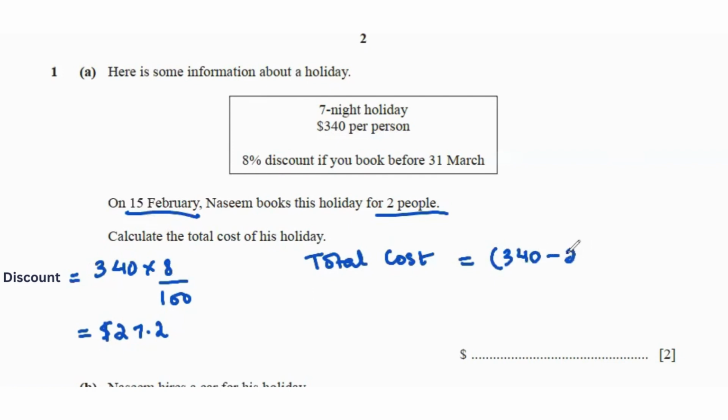Why times 2? Because we're talking about 2 people. He's booking the holiday for 2 people, not just one. So we have to multiply the result by 2. And that's going to give us $625.6. Always remember that you have to subtract the discount from the original price to get the new price, and then you multiply the new price by 2 to get the cost for 2 people.